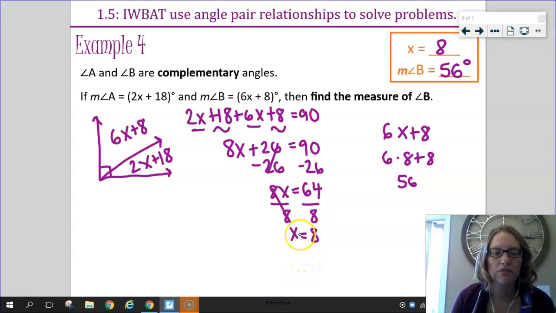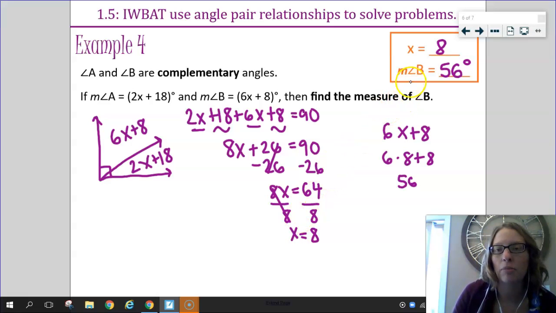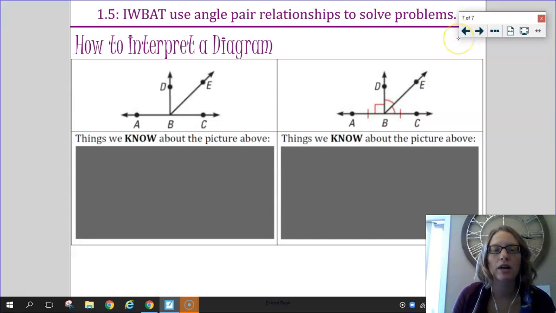So you've seen 4 different examples about angle pairs. I want to finish today's notes with talking about how to interpret a diagram. Pause here to copy down both diagrams, taking special care if you have different colored pens or highlighters or markers or colored pencils. You may want to put the things in red in the second diagram in a different color so that you can specifically see the difference between the two pictures.